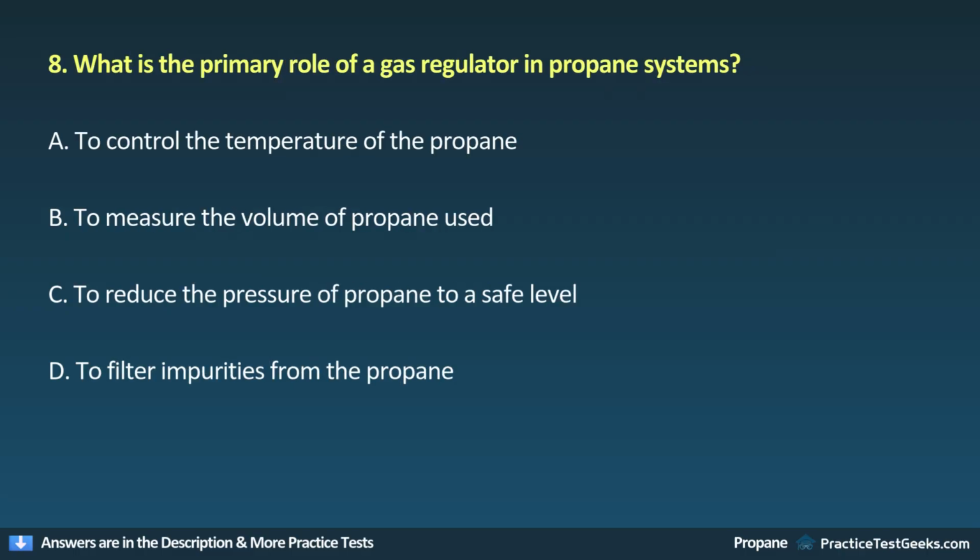8. What is the primary role of a gas regulator in propane systems? A. To control the temperature of the propane. B. To measure the volume of propane used. C. To reduce the pressure of propane to a safe level. D. To filter impurities from the propane.